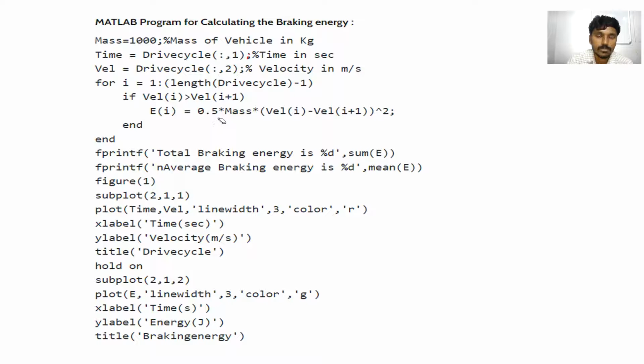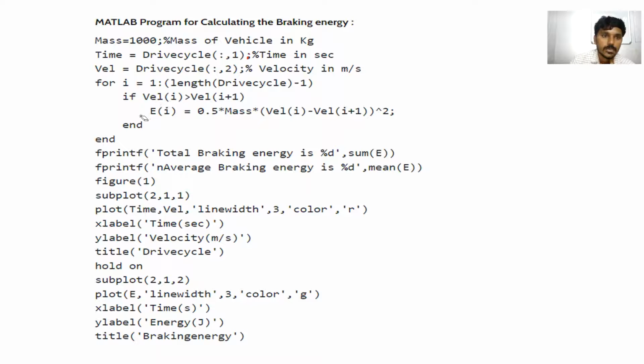That is equal to, we know the formula, 0.5 into m into v square. Next, write this program in MATLAB, put the end. Next, fprintf, total braking energy is %d, that is the sum of e. Clear? fprintf, average braking energy is %d, the mean of the e.